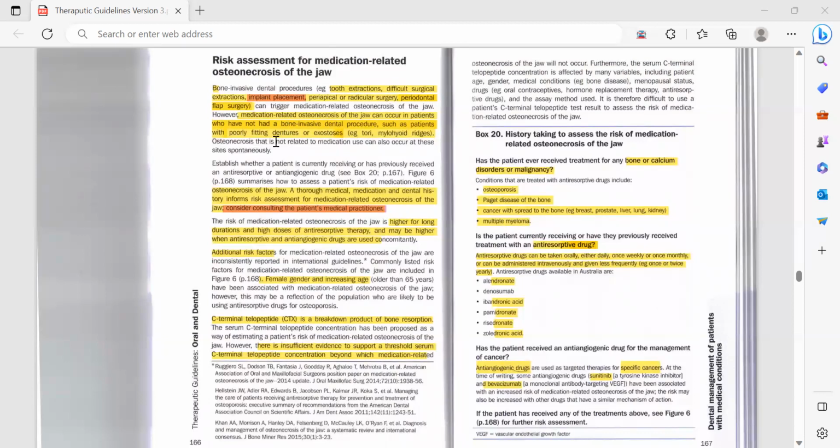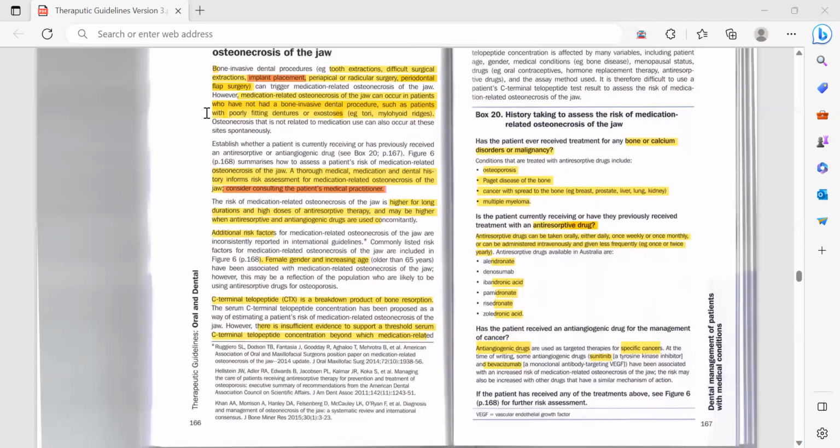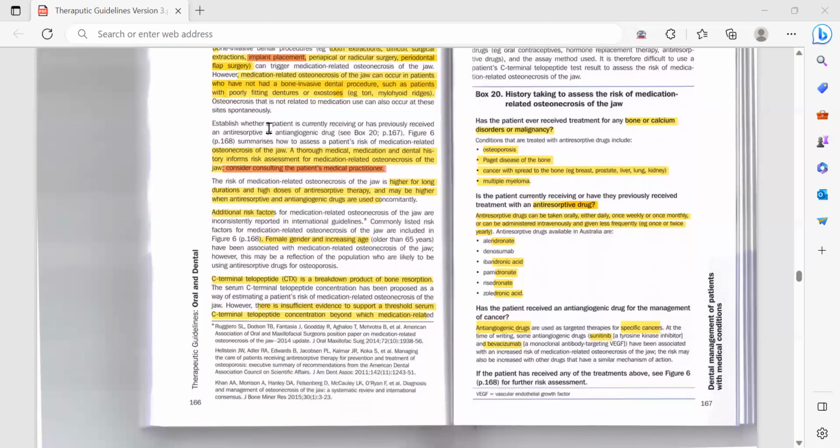But even if the patient has an ill-fitting denture or any exostosis, they can also get this condition. Osteonecrosis that is not related to medication use can also occur at these sites spontaneously.